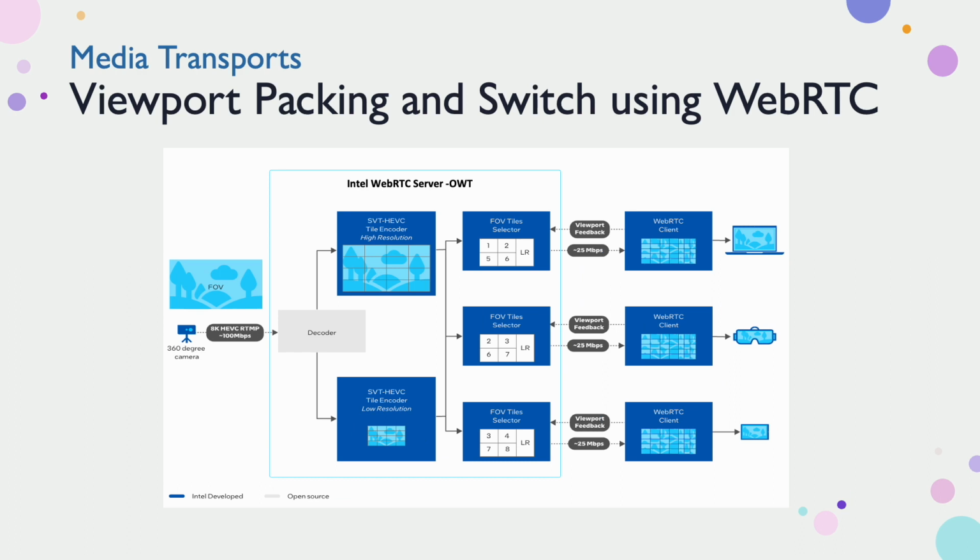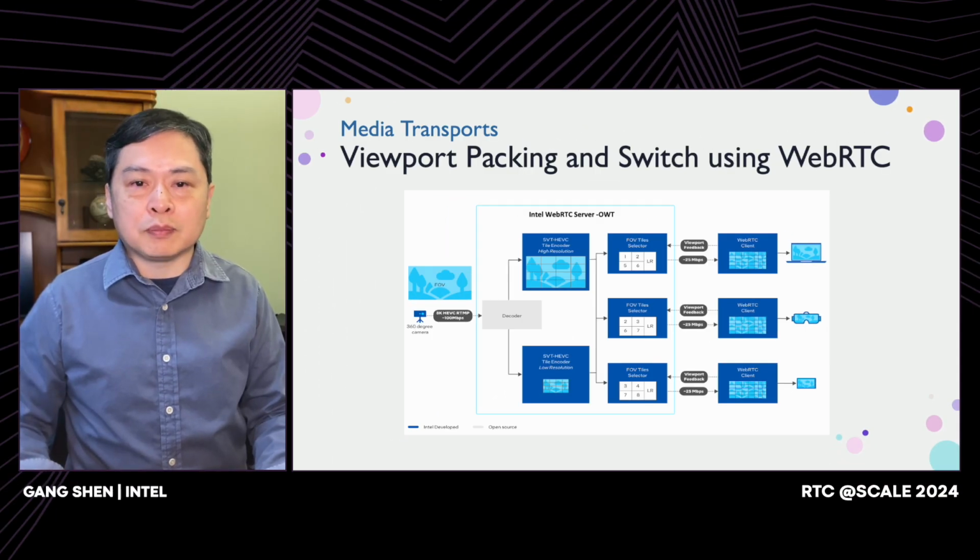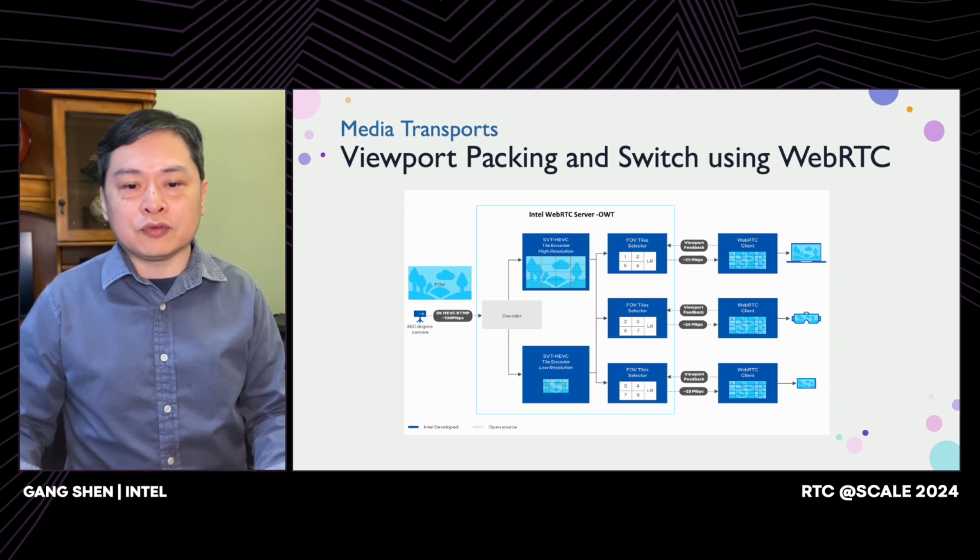Now we select WebRTC to be the transport for viewport-dependent streaming for 360-degree video. In this diagram, we can see there is a constant exchange of viewport information and viewport content between client and server. The WebRTC client will constantly send the viewport information to the server. The WebRTC server will pack the high-resolution tiles for the given viewport plus the full-view low-resolution content all together into one frame and send it back to the client.